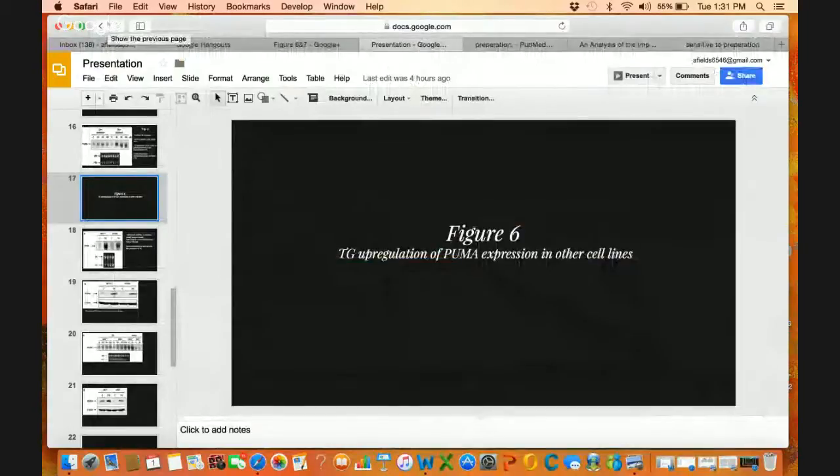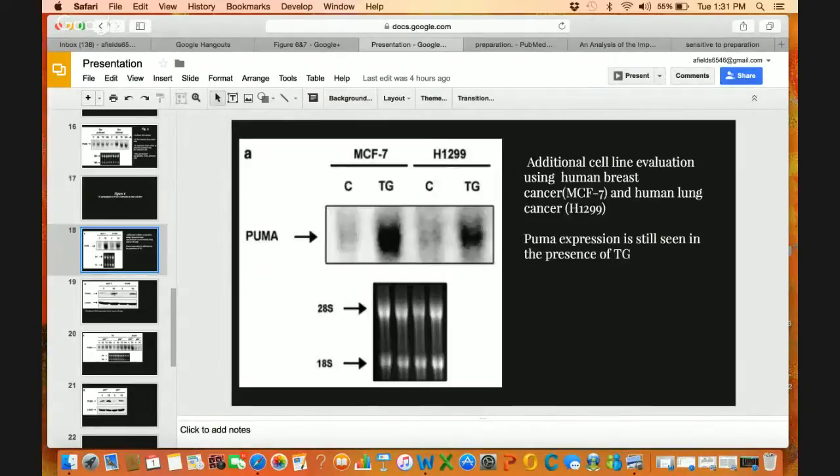Okay, next I want to get into figure 6, TG upregulation of PUMA expression in other cell lines. The investigators wanted to look at different cancer cell lines. Here they have MCF, the human breast cancer cell line that has a wild type P53 gene, and also the H1299 human lung cancer cell line that has a null P53 gene. As you can clearly see, PUMA upregulation from TG is still present. So therefore, TG upregulation of PUMA is an independent function.